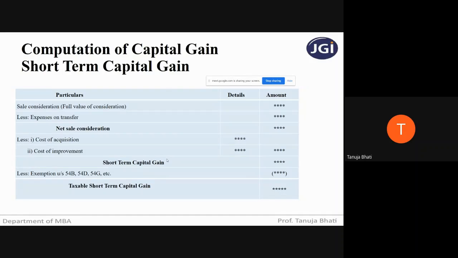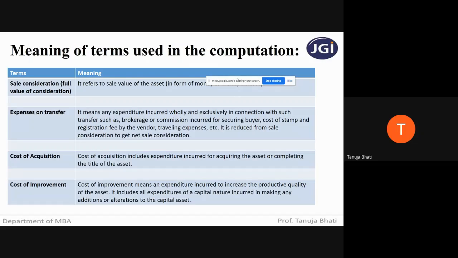Now, let us understand the meaning of the terms used in computation. I've already explained, but just let us go through it once. So first term that we have used is sale consideration, correct? So what is sale consideration? It refers to the sale value of the asset in the form of money or money's worth. This I've already explained to you all.